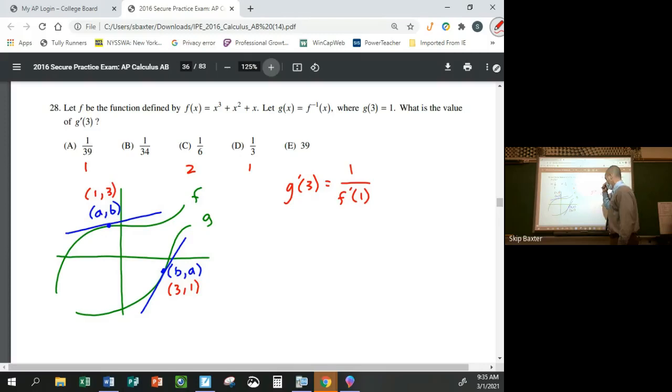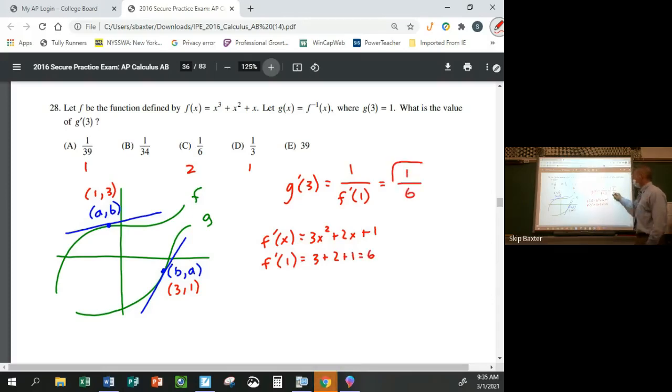So that's easy to calculate. f prime of x is 3x squared plus 2x plus 1. f prime of 1 is 3 plus 2 plus 1. So the answer is 1/6. Does everybody understand that? The most common distractor answer here would be, I think, A. That's what you get when you find f prime of 3 and take its reciprocal. Is that what you did?